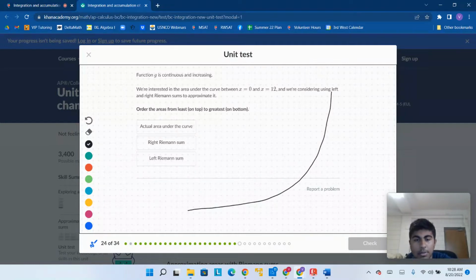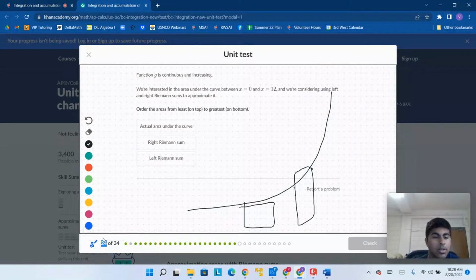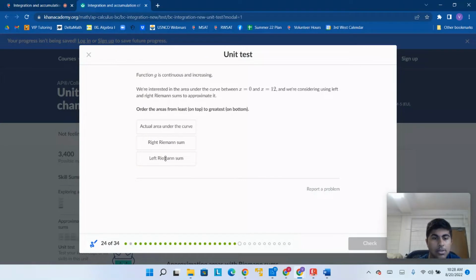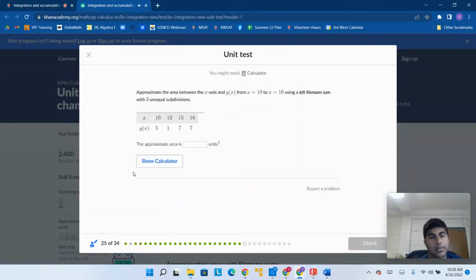So we have the left Riemann sum. Well, that's going to be for this, right? You can see that left Riemann sum goes too low. If you use the right Riemann sum, you notice that it goes too high, right? More than the curve. So least is going to be left Riemann sum, greatest is going to be right Riemann sum, and actual area is going to be in the middle. And we can keep going.